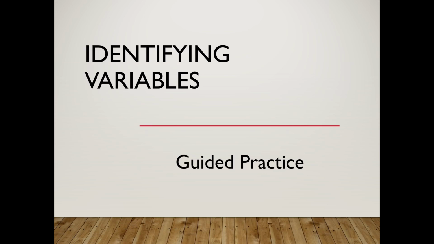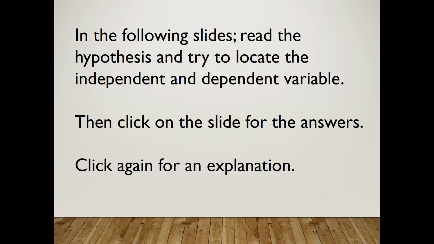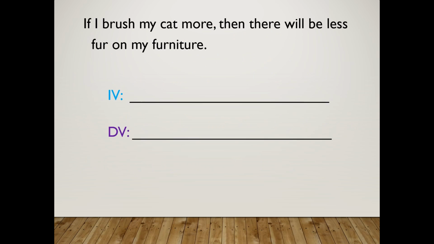So let's get into more guided practice on this. In these slides, we're just going to go over more examples so you can try to get the hang of identifying independent and dependent variables in a hypothesis. Our first hypothesis is: if I brush my cat more, then there will be less fur on my furniture.